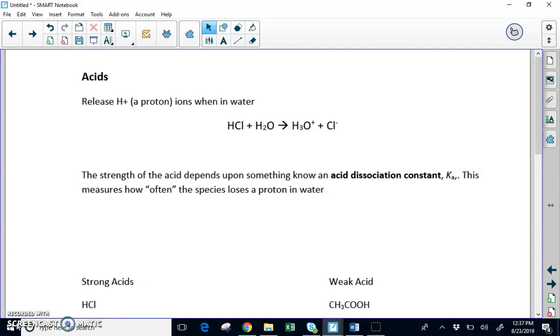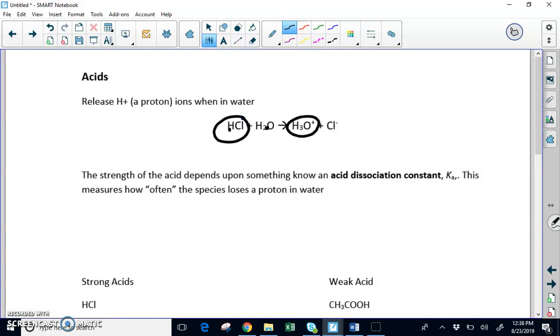So the strict definition of an acid is anything that releases H+ in water. So this here is hydrochloric acid, and we're putting it in water. If you take a look, what happens is that the H hopped onto the water, and this became H3O+, and the chlorine was released and became Cl-.